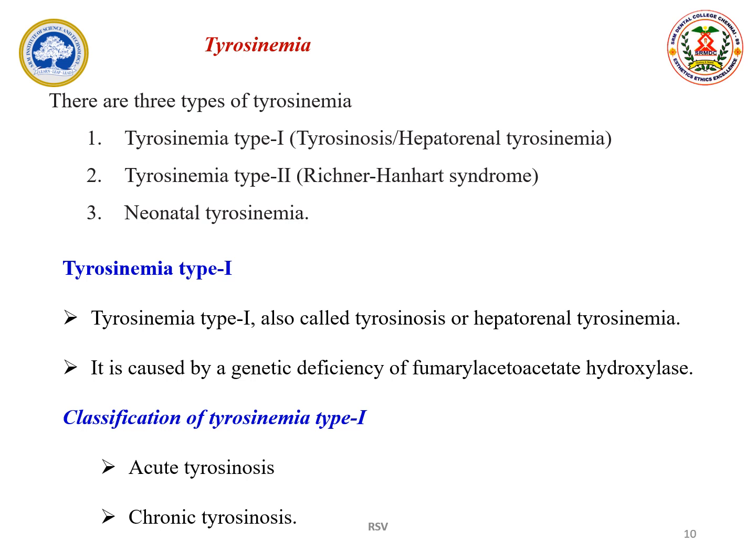Tyrosinemia type 1 is also called tyrosinosis or hepatorenal tyrosinemia. It is caused due to the deficiency of fumarylacetoacetate hydrolase. The classification of tyrosinemia type 1 is acute and chronic tyrosinosis.